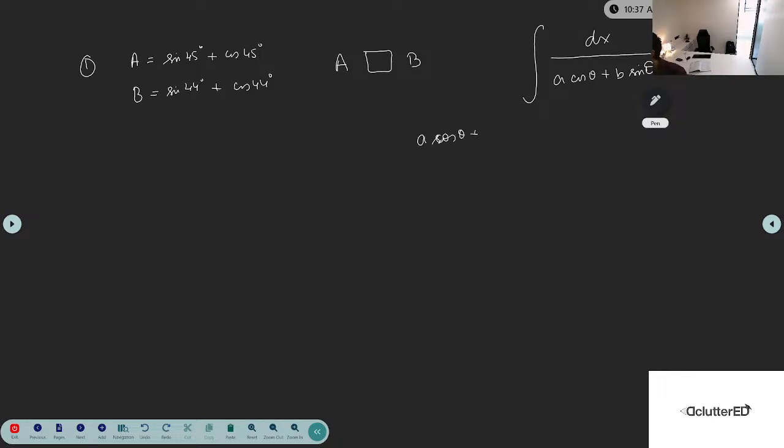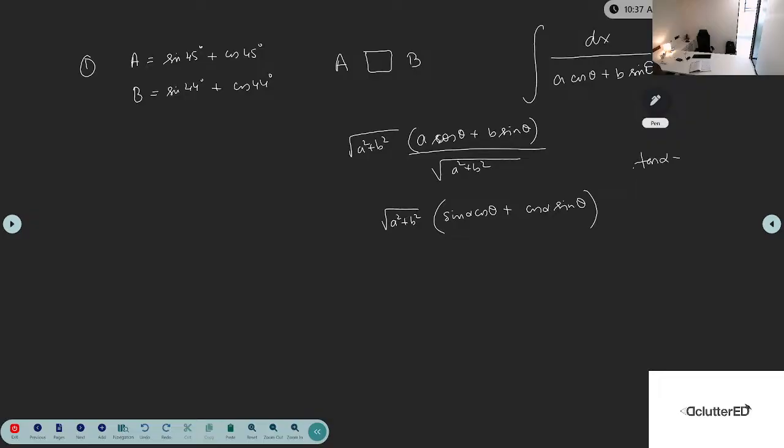A cos theta plus B sin theta, if I divide with root of A square plus B square and multiply with root of A square plus B square, I will have root of A square plus B square into sin alpha cos theta plus cos alpha sin theta, where tan alpha is A by B. That is, I have essentially formed a right angle triangle whose side lengths are known, and I will finally get this as root of A square plus B square into sine of alpha plus theta.